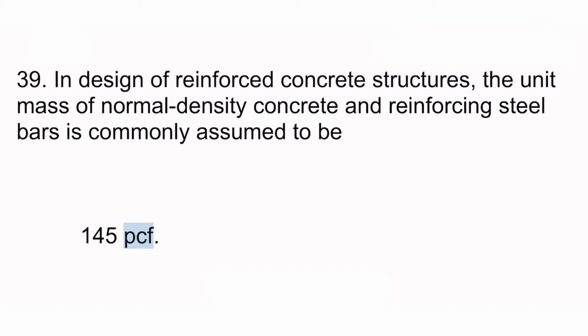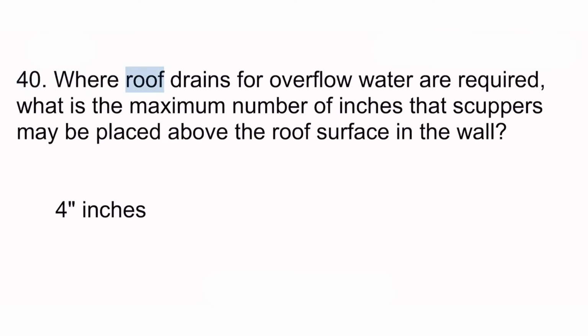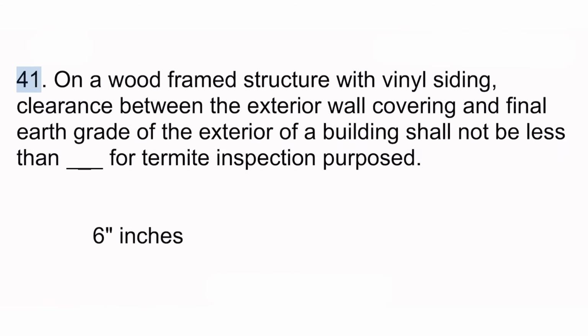145 PCF. 40. Where roof drains for overflow water are required, what is the maximum number of inches that scuppers may be placed above the roof surface in the wall? 4 inches. 41. On a wood-framed structure with vinyl siding, clearance between the exterior wall covering and final earth grade of the exterior of a building shall not be less than _ for termite inspection purpose. 6 inches.